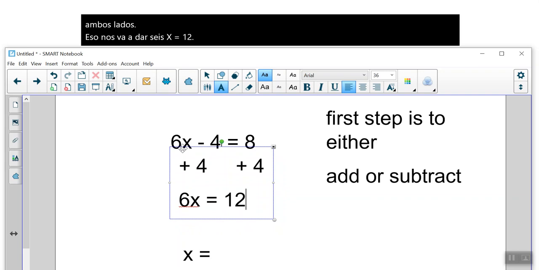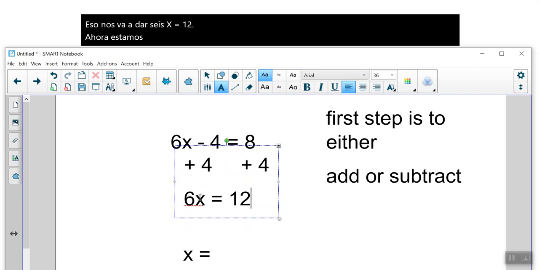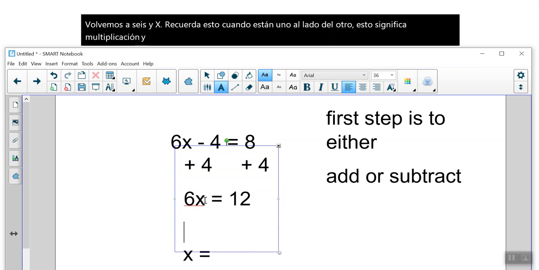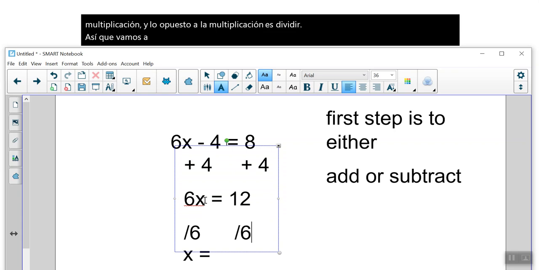Now we're back to 6 and x. Remember this, when they're next to each other, this means multiplication, and the opposite of multiplication is to divide. So we're going to divide both sides by 6, and that's going to give us x equals 2.